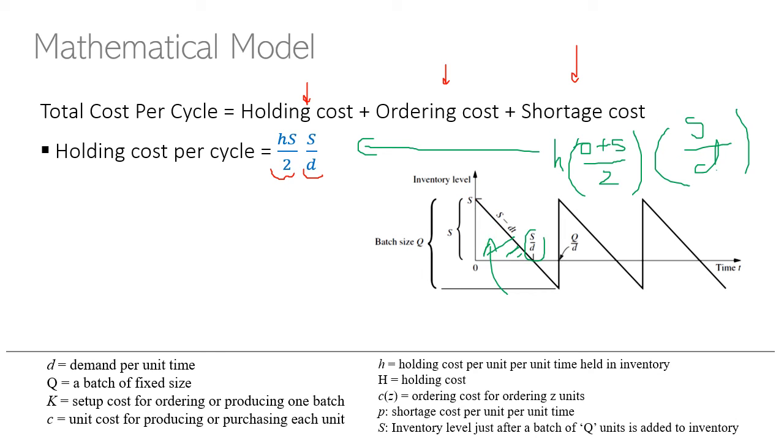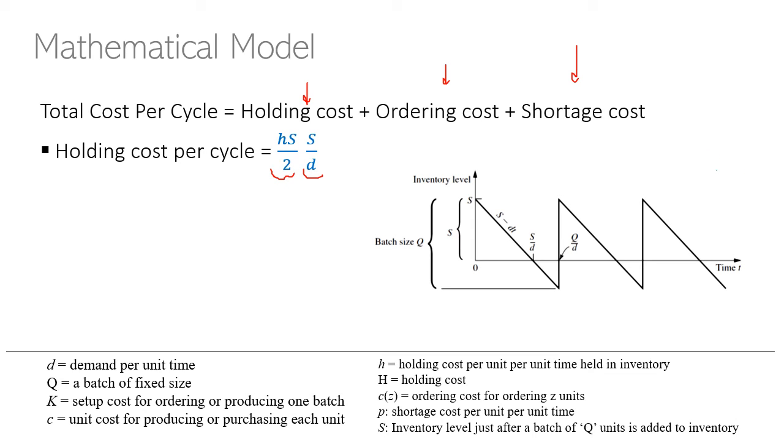So let me clean up this a little bit. Okay. Then next is ordering cost per cycle, which is simply the fixed component plus the variable component, which is represented by that product, nothing new.